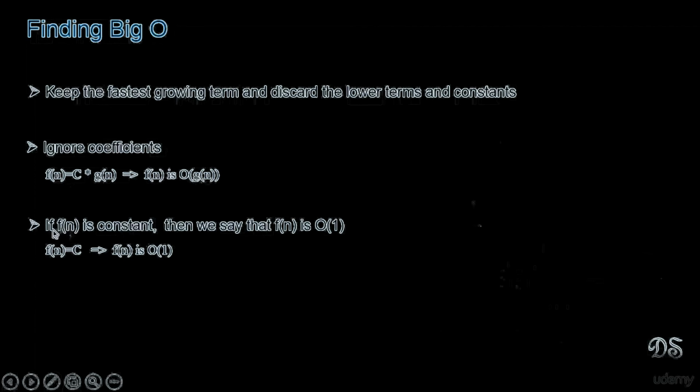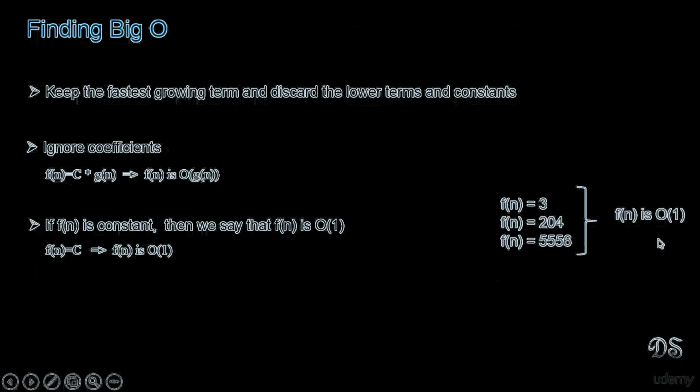Now, the next rule is simple. If we have a function f that is constant, then we can say that f is order of 1. For example, all these functions are order of 1. The proof of this rule is very simple.